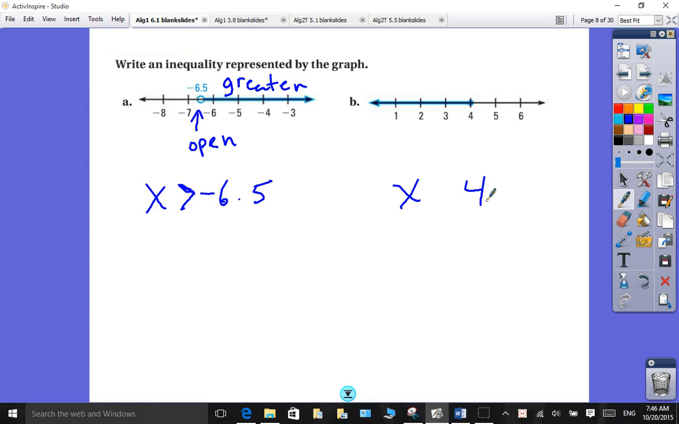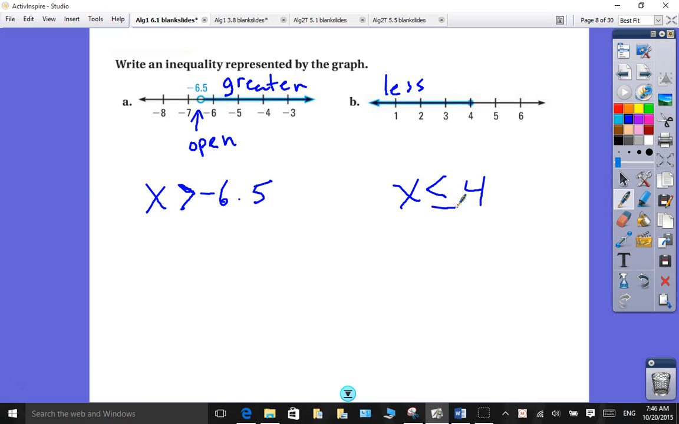Is it an open or closed circle? It's closed, so it will be "or equal to." Is it less than or greater than? It looks like less than, since it is to the left on the number line. So this is less than or equal to.